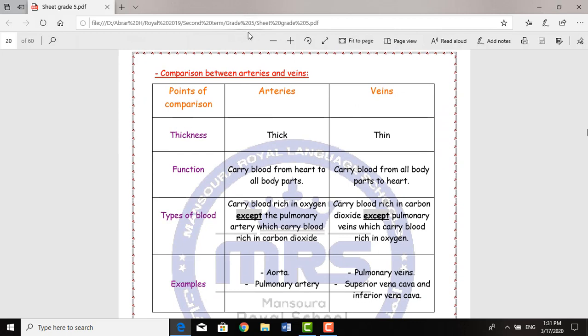I have here a comparison between arteries and veins. In thickness, first of all, the arteries are thick, the veins are thin. The function of the arteries is to carry blood from the heart to all the body parts, and the veins carry blood from all the body parts to the heart.